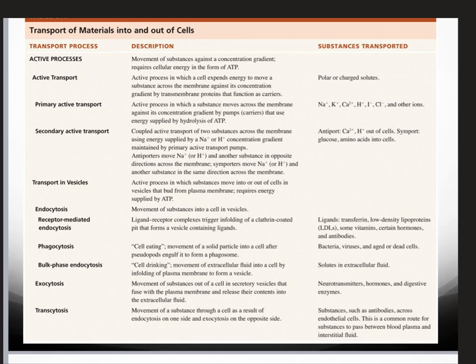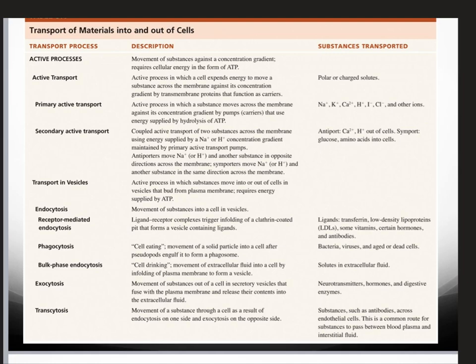Our next table takes us through all of the active processes. So again, remember with active processes, we are moving substances against a concentration gradient, which is going to require cellular energy in the form of ATP. We have active transport. This is an active process in which a cell expends energy to move a substance across the membrane against its concentration gradient by transmembrane proteins that function as carriers. We're dealing with polar or charged solutes.